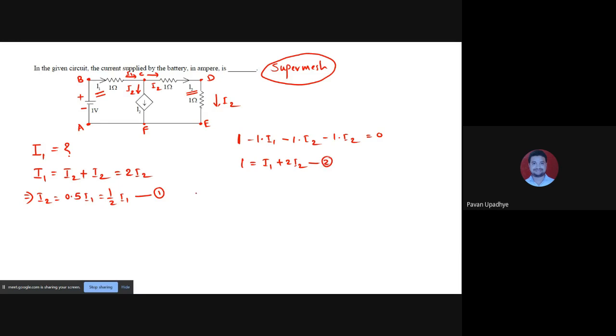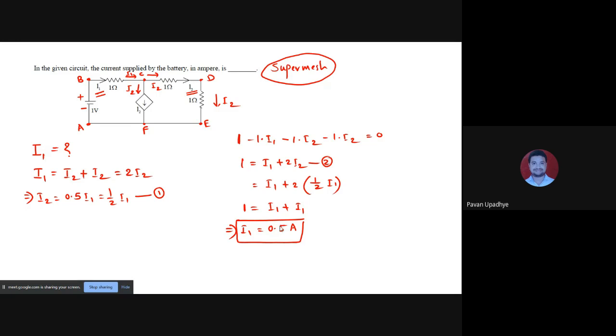Now instead of I2, half of I1 can be substituted from equation 1. So this gives me I1 plus I1 is equal to 1. So this implies I1 is equal to 0.5 ampere. Yes, so this is the answer for I1, 0.5 ampere. Okay, so I hope this is also understood.